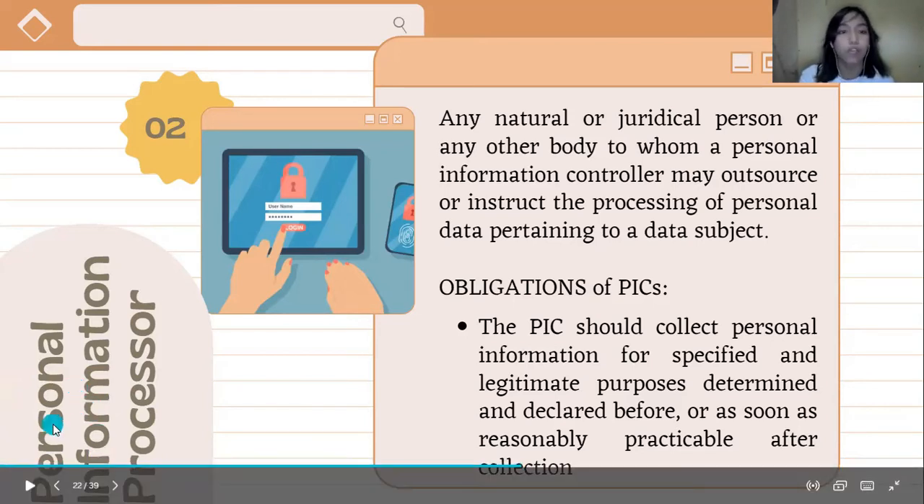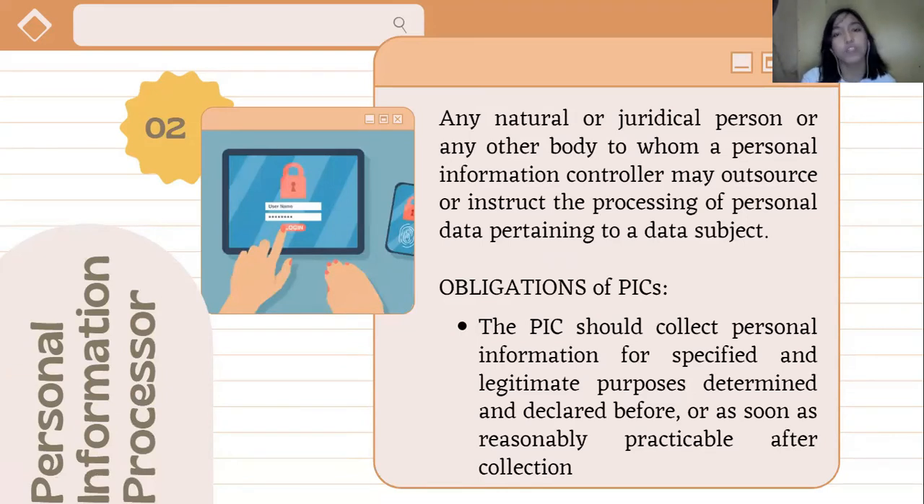Okay, so a personal information processor refers to an individual. It may also be an organization or group that processes personal data only upon the instructions of another. They are usually given access to the personal data of the personal information controller under a contract or a service provider agreement. A personal information processor should not make use of personal data for its own purpose, but must do so only in accordance with the instructions of a personal information controller. So it also has obligations.